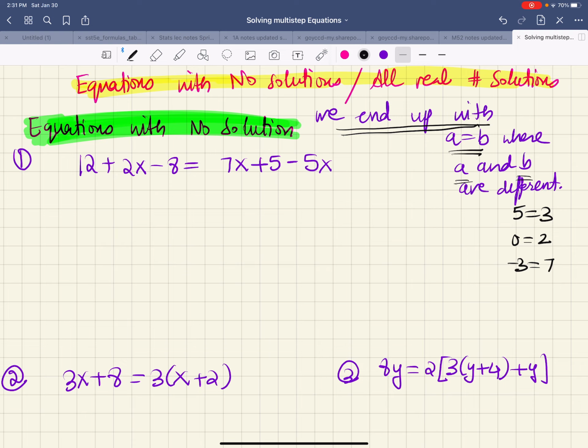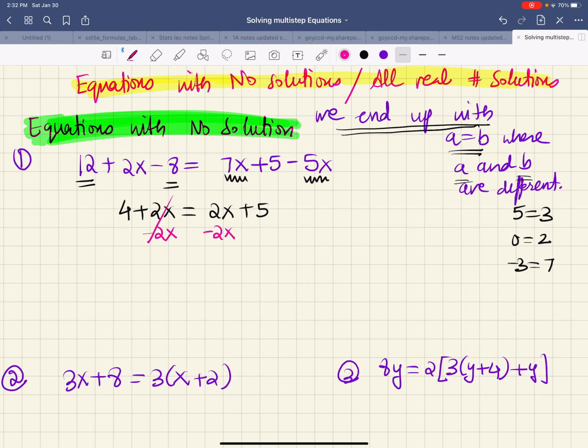Let's look at a couple of examples. When we're solving equations, the first step is to combine the like terms on either side. On the left-hand side, 12 take away 8 is 4, plus 2x. On the right-hand side, I also have like terms: 7x take away 5x is 2x, plus 5. Now my goal is to bring the variables to one side, and it doesn't matter which side. So I'm going to subtract 2x from both sides.